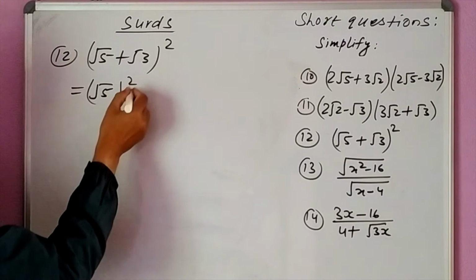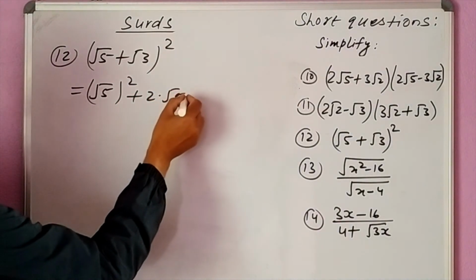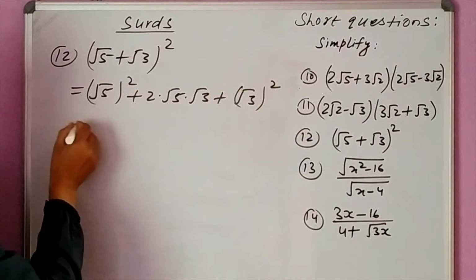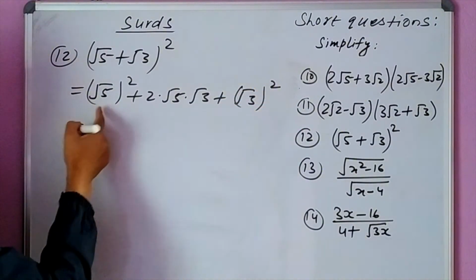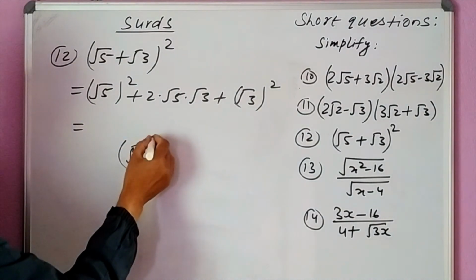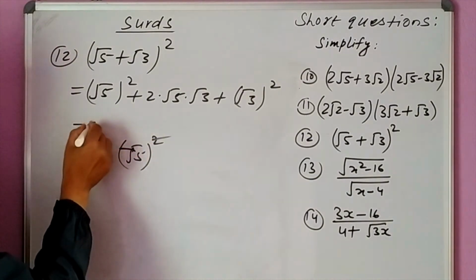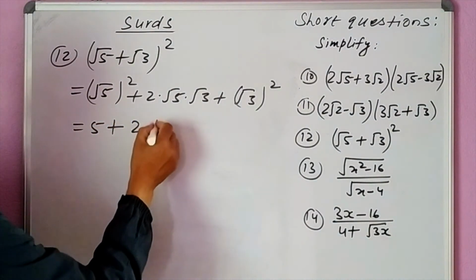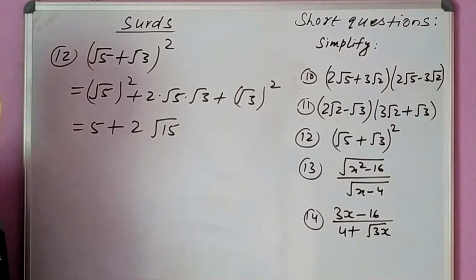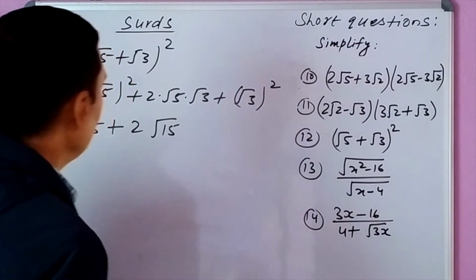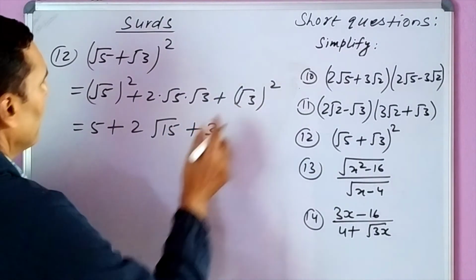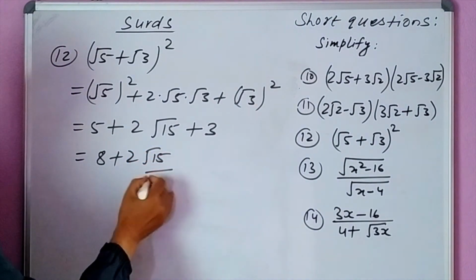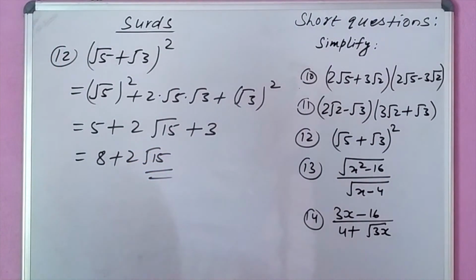Root 5 whole square, that is a square, plus 2 times root 5 times root 3, plus b square, that is root 3 whole square. Now the root and the square on root 5 whole square will cancel, so 5 plus 2 and root 5 into root 3 is root 15, because we have roots of the same order, they can be multiplied, and root 3 whole square is 3. So 5 plus 3 is 8, plus 2 under root 15. This is the answer. Very simple.